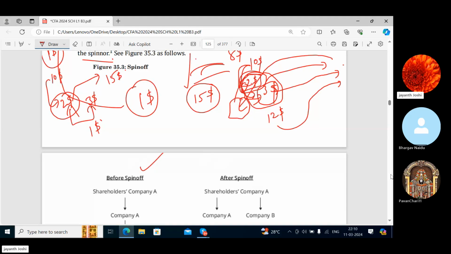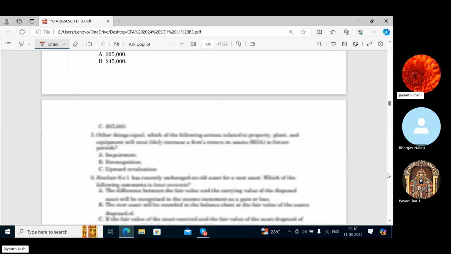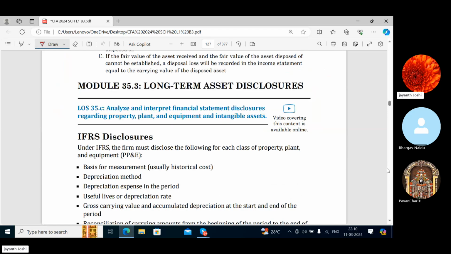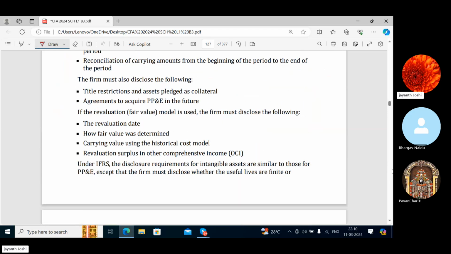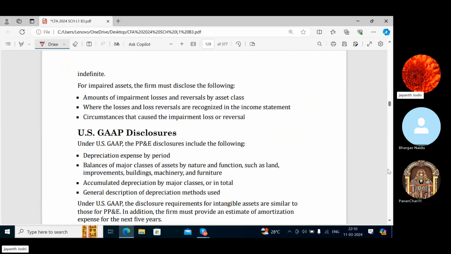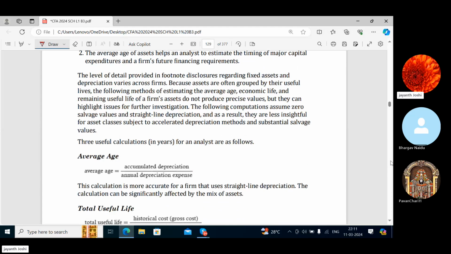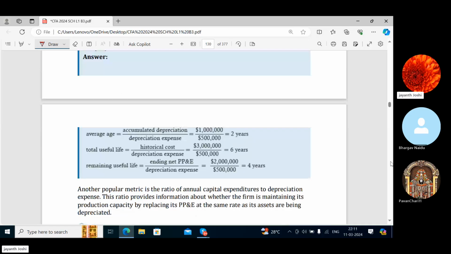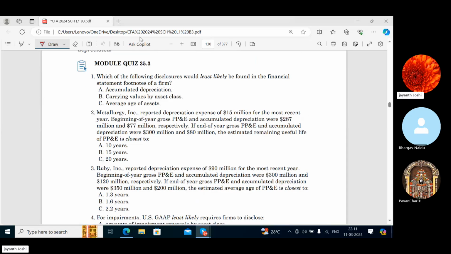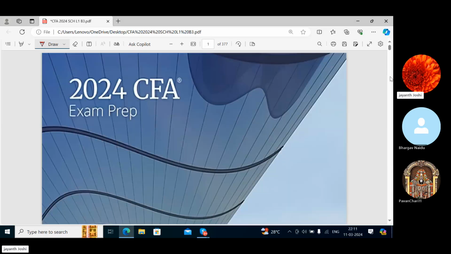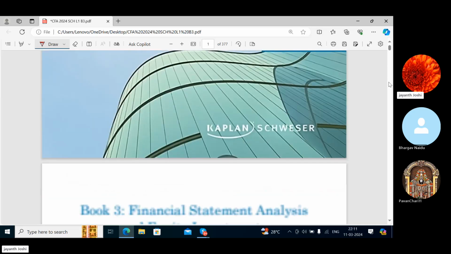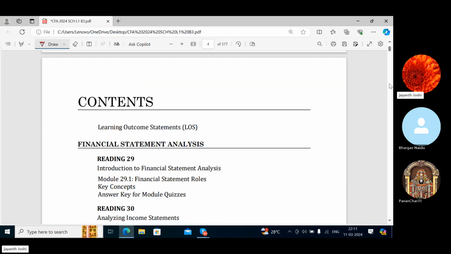Okay, so spin-off we will discuss tomorrow. Disclosures are nothing but, I have already explained disclosures as well, so I don't think I have to explain much about them. We had a good amount of discussion on that. Analyzing long-lived asset disclosures, we will discuss the concept of ratios tomorrow. That's it. For that, I am taking one more session tomorrow. I will see if I can finish this in very little time, and we'll also enter the next topic.